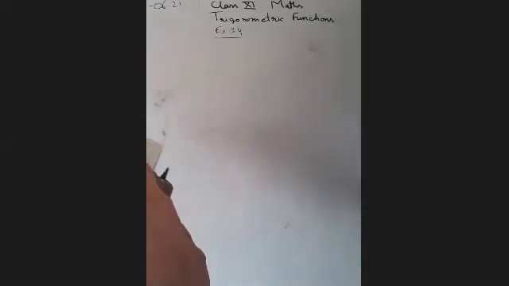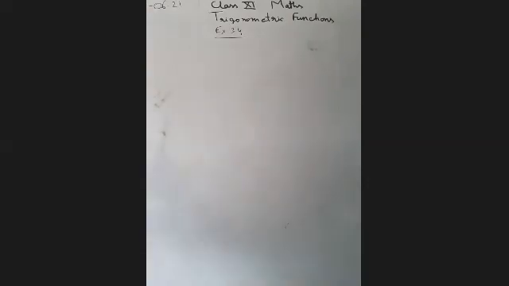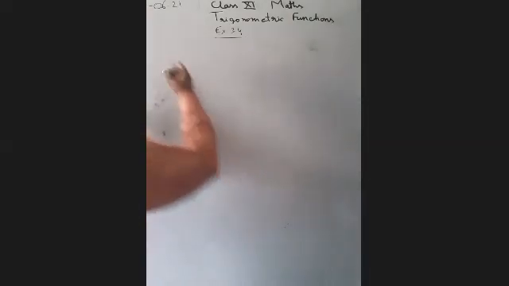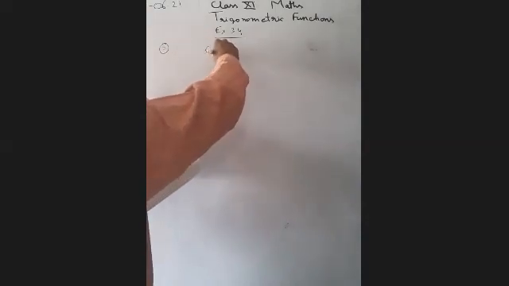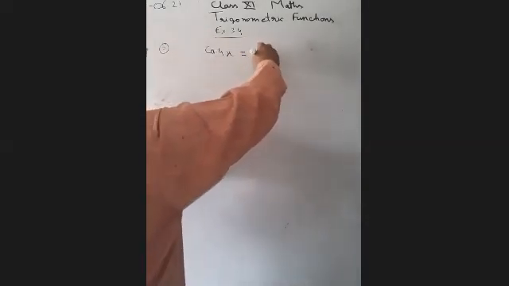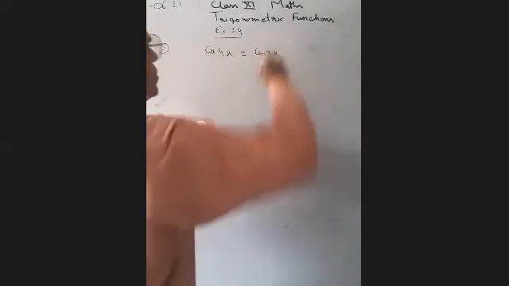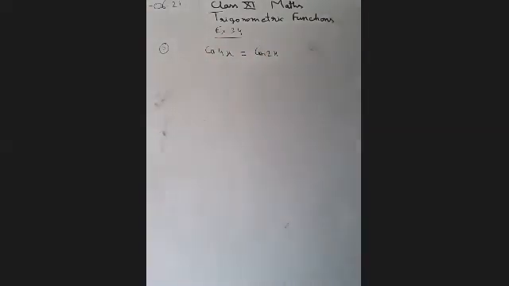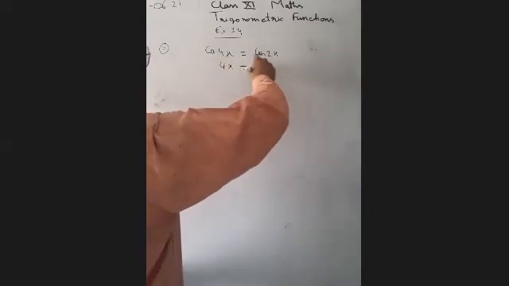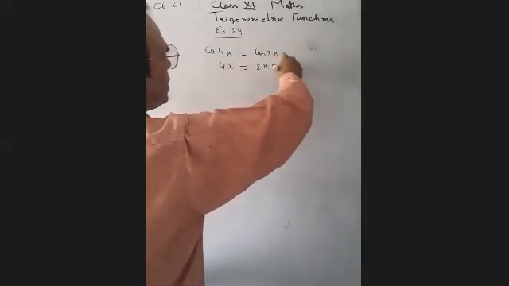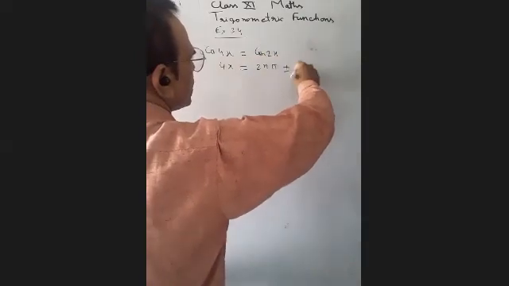Look, son, the fifth question. In the fifth question we have cos 4x is equal to cos 2x. So you can directly apply the formula. Okay. You know the formula: if cos x is equal to cos y, then x is equal to 2n pi plus or minus y.